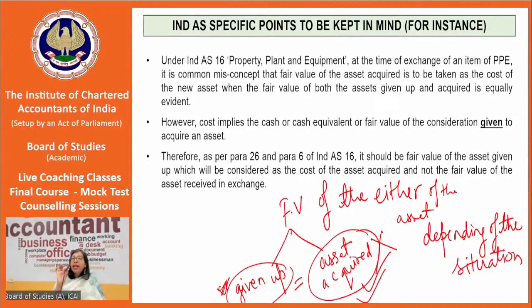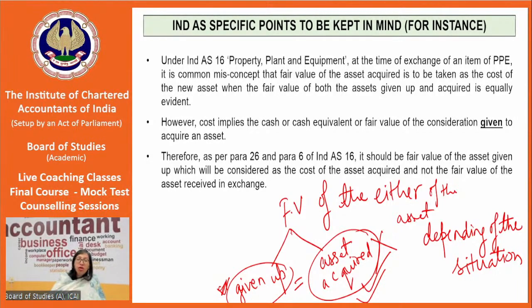Okay, the question language is a bit confusing. It says unless the fair value of the asset received is clearly evident. It means if the fair value of the asset acquired is more clearly evident, then you have to take the fair value of the asset acquired. When both are equally evident, both the fair values being determined in a fair manner, then you have to take the fair value of the asset given up as the cost of the asset acquired.